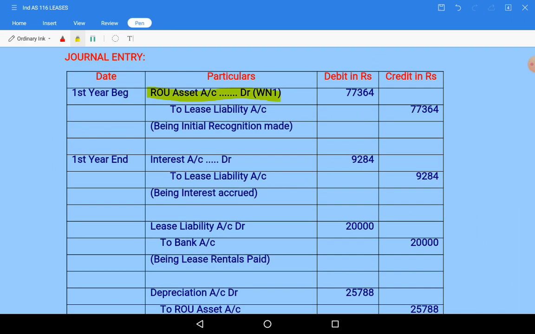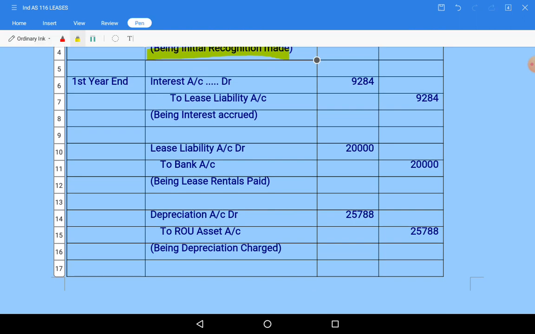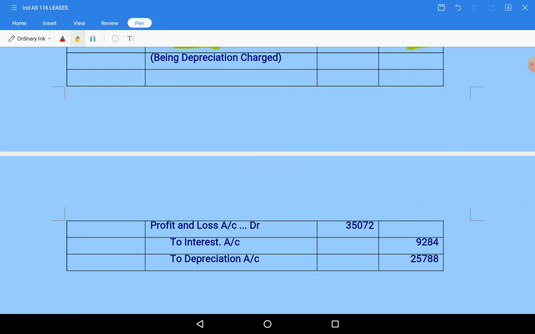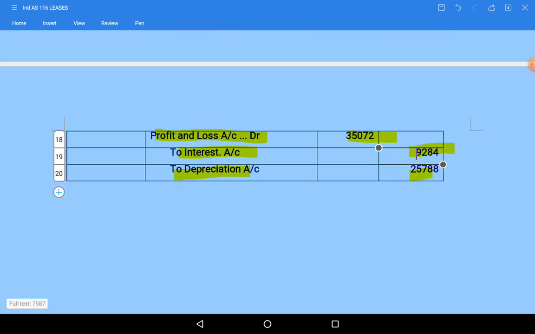So general entries: right of use asset account to lease liability account in the initial recognition. Then interest at the end of first year, interest to lease liability 9,284. Next lease liability to bank 20,000 you have paid. Depreciation to right of use asset account. These two are expenses, so interest and depreciation together will be transferred to P&L account. Okay, till here no problem.